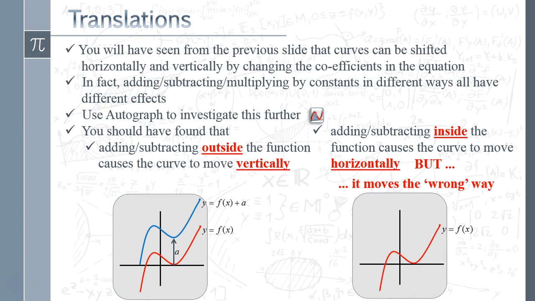So what we've got here, there's our y equals f of x. If I do y equals f of x plus a, it's moving it left a units. So all the points in that curve are just shifting to the left. Our brains see that as being the wrong way.